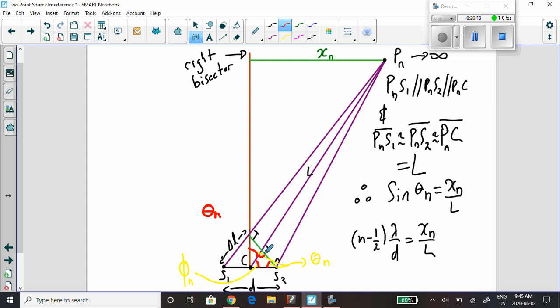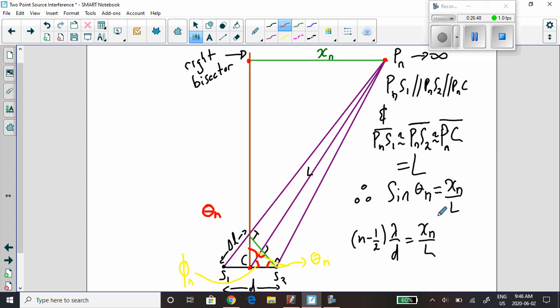So that means I can take a look at that and say, look, I have opposite to theta n is xn. The hypotenuse is L. Here's my triangle, goes from here to here to here. There's one part of the triangle, there's another part of the triangle. So the hypotenuse is L. So xn over L, opposite over hypotenuse, is sine theta n.